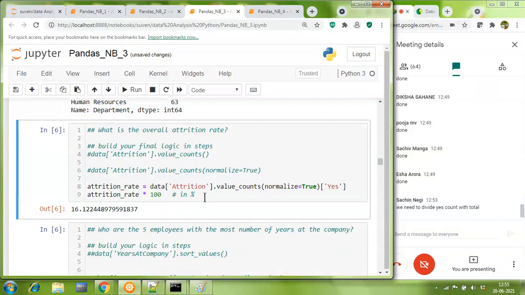Still, if you feel that, oh my god, this is so clumsy, you should round it. Yes, you're definitely welcome to apply np.round function, but not now. Right now, our objective was to get the answer. We've got the answer as 16.12%.